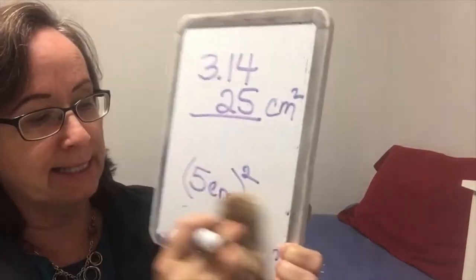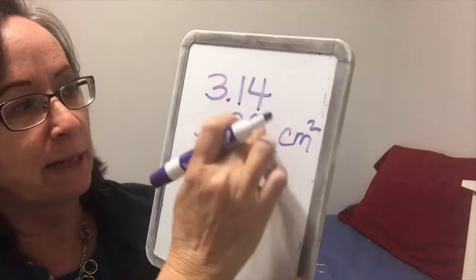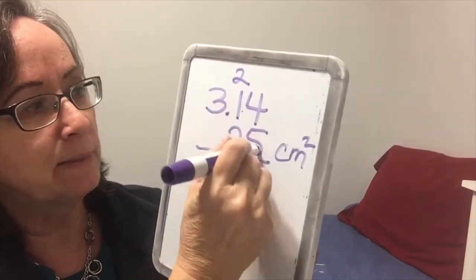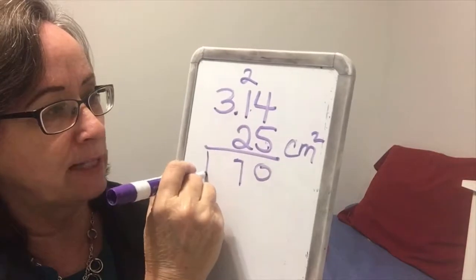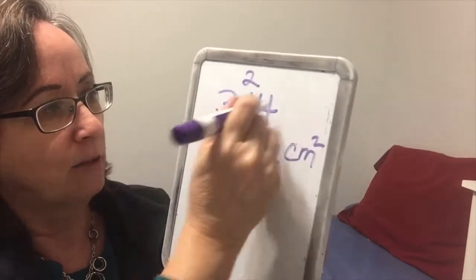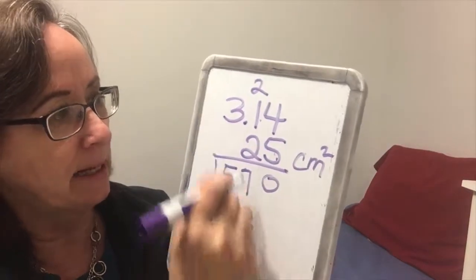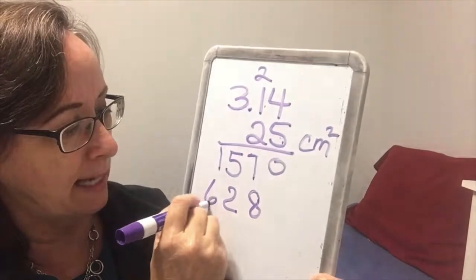So I'm going to erase this down here so we have some room to do our math. So 4 times 5 is 20, carry the 2. 1 times 5 is 5 plus 2 is 7. 3 times 5 is 15. 4 times 2, we're going to move in 1. 4 times 2 is 8. 1 times 2 is 2. 3 times 2 is 6.